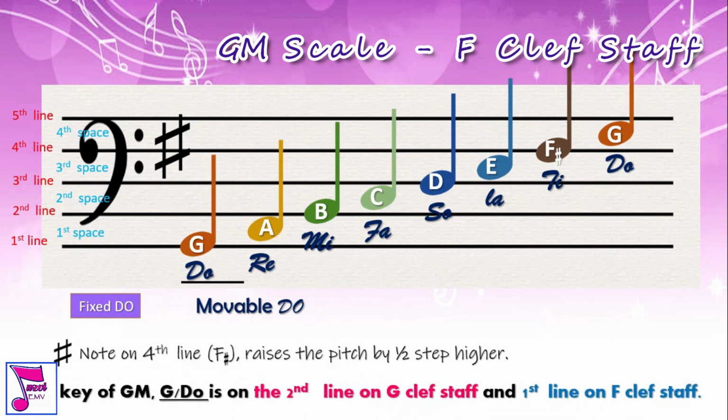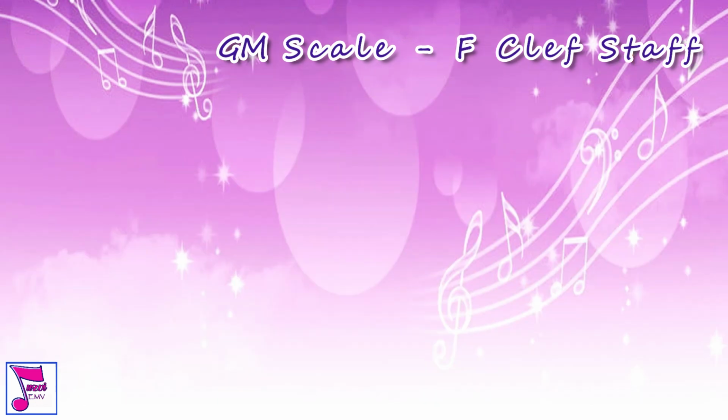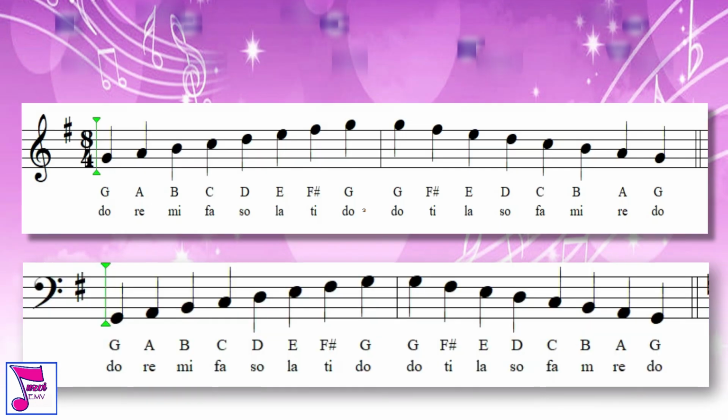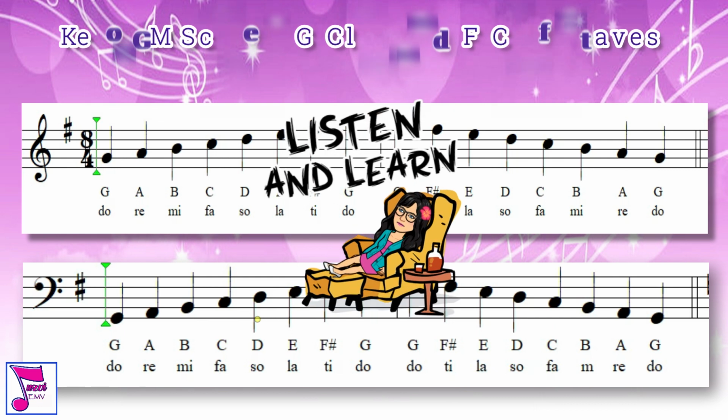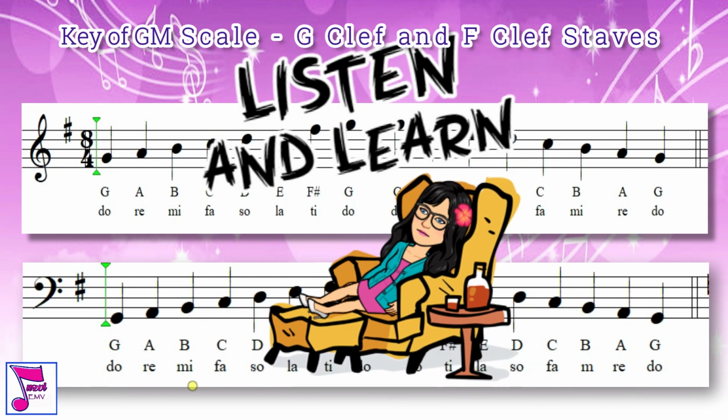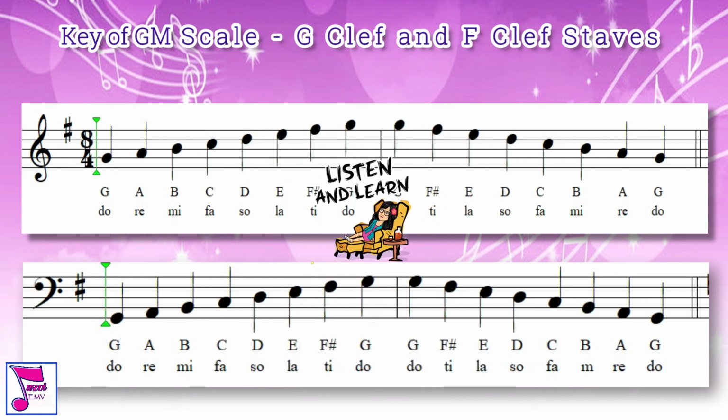Be reminded, in the key of G major, G Do is on the fifth line on G clef staff and first line on F clef staff. It's time for Listen and Learn. Let's listen to the scale of G major in G clef and F clef staves.